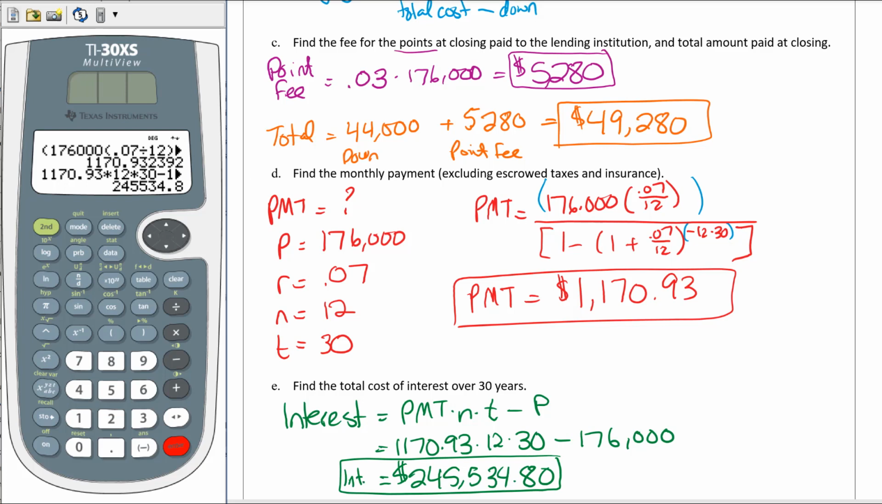So that's a whole lot of money just in interest, even though you only financed 176,000 of it. You're still paying a whole lot more in interest over the life of the loan. And this concludes our lesson on car and home ownership.